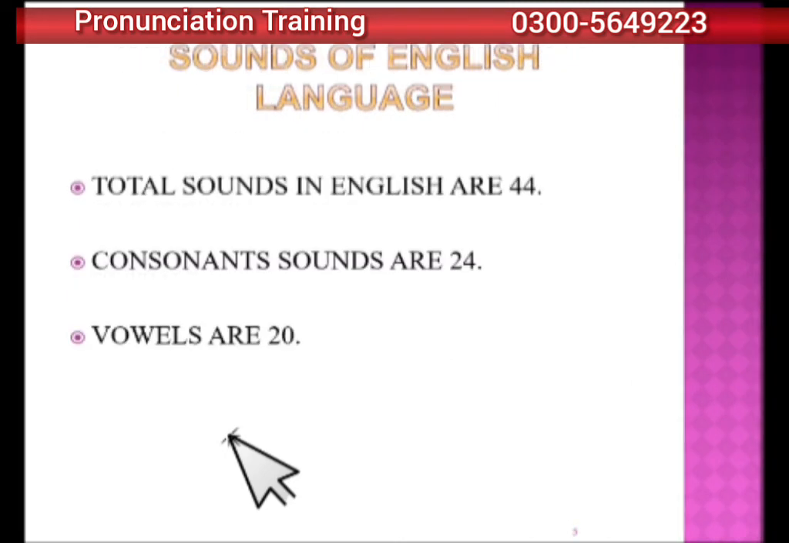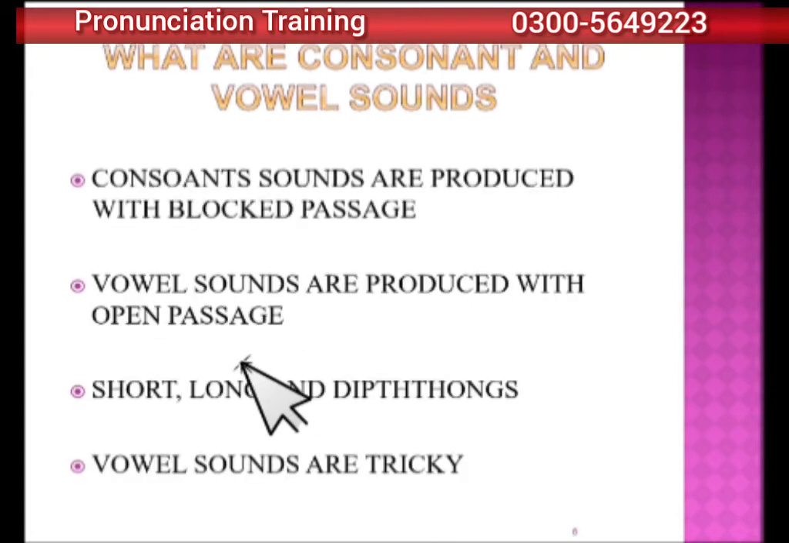Now come to the sounds of the English language. As I have told you, I have discussed in many different videos the sounds of the English language. This is just a sort of, you can say, discussion. Total sounds of the English language are 44. Consonant sounds are 24 and vowel sounds are 20. It's simple. What are the consonant sounds and vowel sounds?